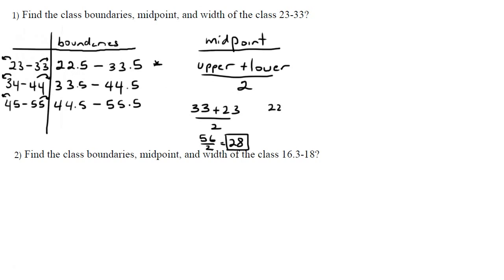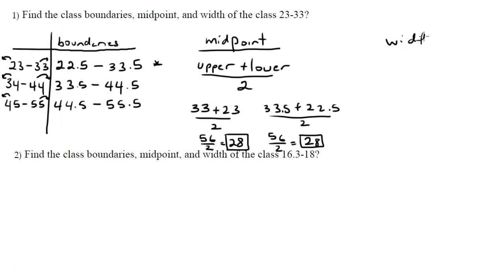Or I can use the boundaries. Oh, oops. That's not the right one. Let's be consistent, right? Upper plus the lower, divide by 2. Add these together, 33.5 plus 22.5, that should be 56. Divide by 2, I still get 28. Right, so 28 lies right in the middle of this class boundary. 28 lies right in the middle of these class limits. That's my midpoint.